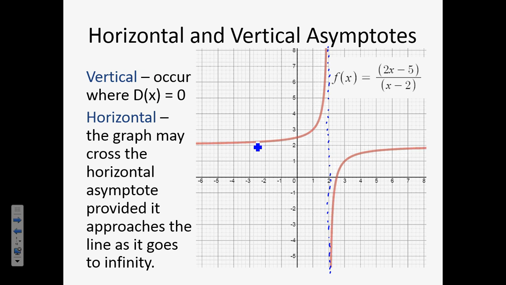Now, next one, horizontal asymptote. It's possible that it can actually cross that, provided that as it approaches infinity, it's just approaching that line. But this one happens to have a horizontal asymptote here at y equals 2. Good. And the reason it's y equals 2 has nothing to do with this denominator being 2, but it has to do with these leading coefficients here. And we'll talk about that in just a second. And the powers of the polynomials as well, or of the numerator and denominator.